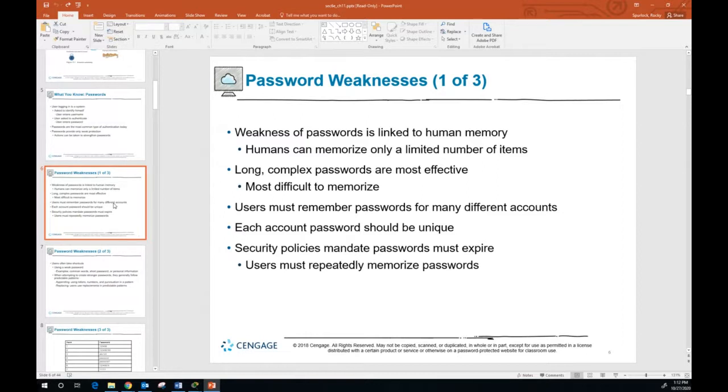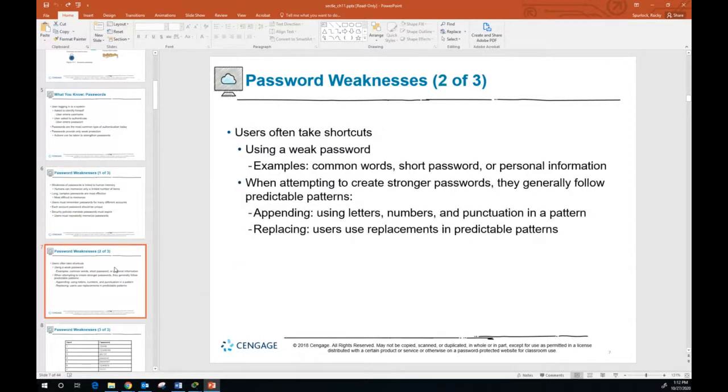Passwords should be unique for each account. And when we're working with our organization, the policies should mandate that passwords must expire. The weakness of this now becomes that the users must repeatedly memorize passwords. Users also often take shortcuts by using a weak password, examples of which would be a common word, short passwords, or personal information. And while they're trying to create a stronger password, they generally follow predictable patterns.